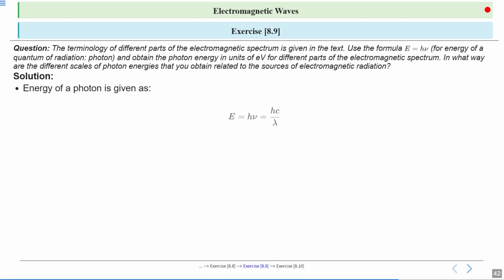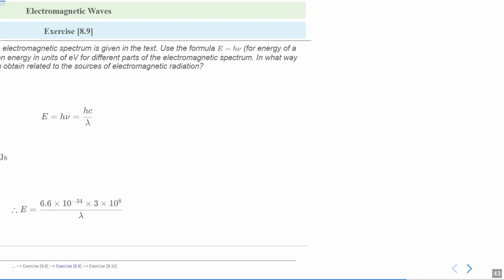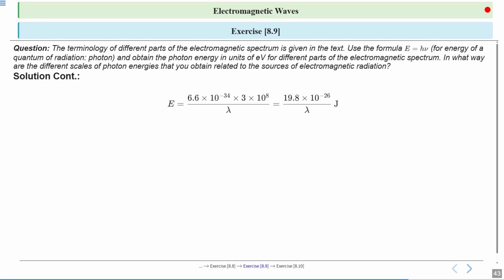Energy of a photon is given as E equal to h nu, which is hc by lambda. Now put the value of hc, where h is Planck's constant 6.6 into 10 power minus 34 joule second, and c is the speed of light 3 into 10 power 8 meter per second. Lambda is the wavelength of radiation. So E will be equal to 6.6 into 10 power minus 34 into 3 into 10 power 8 upon lambda, which is equal to 19.8 into 10 power minus 26 upon lambda joule.